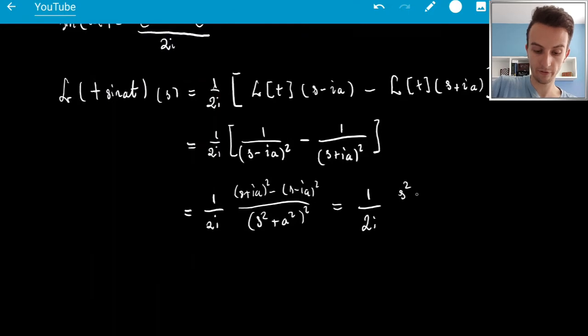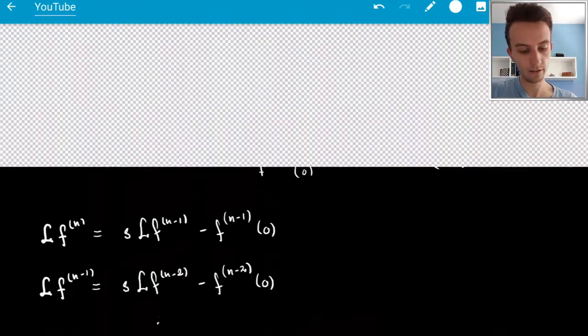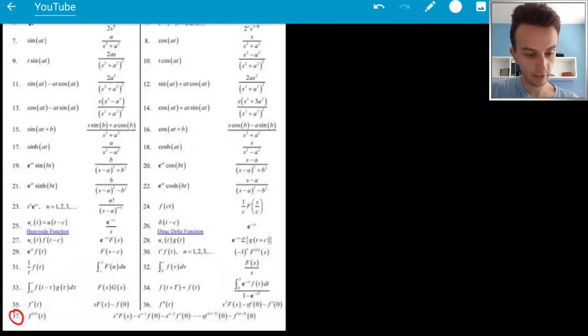We're going to have s squared plus, minus a squared, over 2i, and there's 2 of these, (s squared plus a squared) squared. So we can get rid of the 2, maybe put a minus i here. Is that what you get? That's really ugly. Let's see if that can simplify.